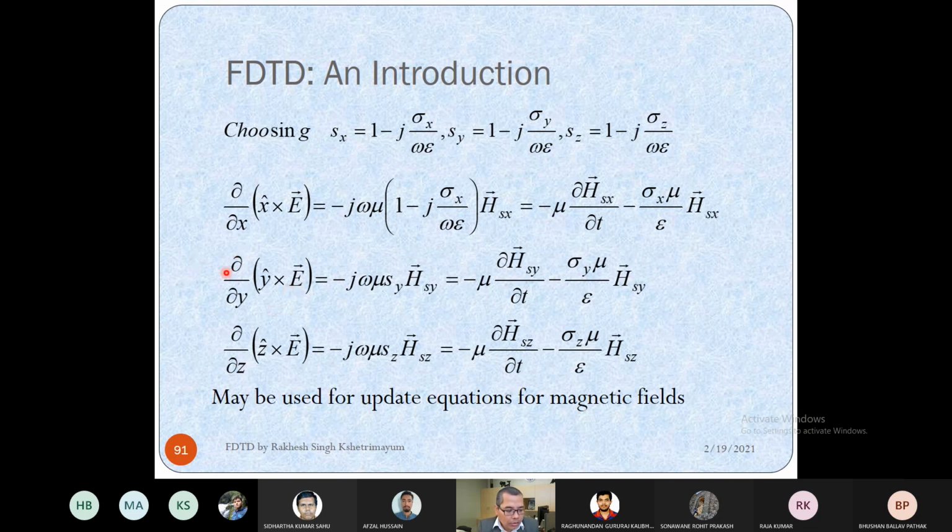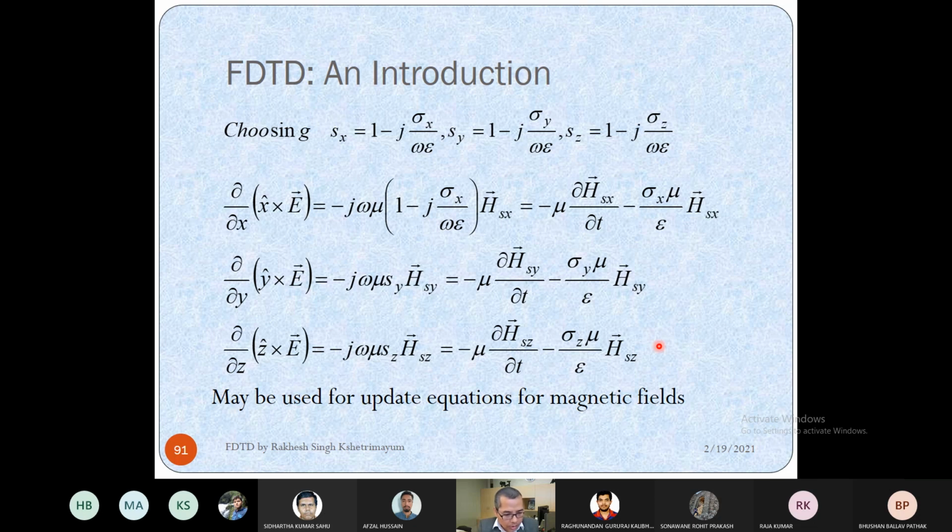For the second term, I used to have 1 by Sy here. I transfer it to the right hand side, and it will become Sy here. The Sy j omega term I can replace by del t. Similarly for this term also, I can transfer Sz to the right hand side and replace Sz as 1 minus j sigma z by omega epsilon. The j omega term can be replaced by del t. So this is the final equation we have for splitting the magnetic field.